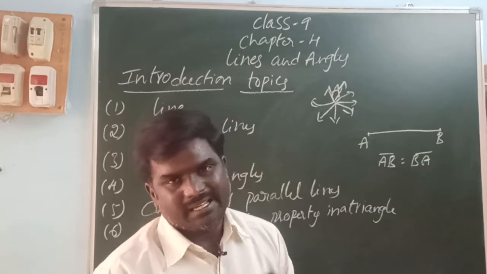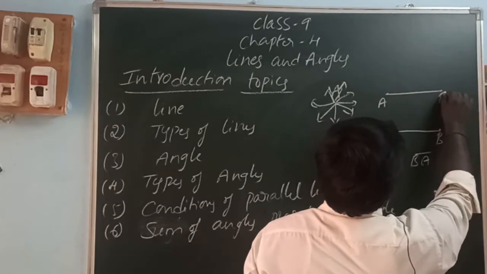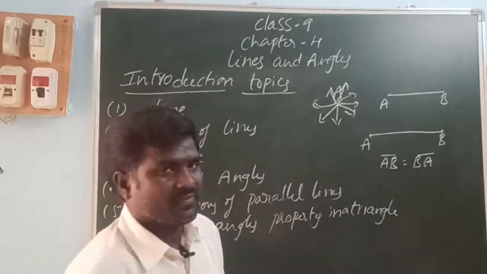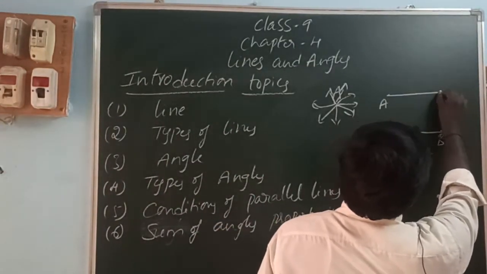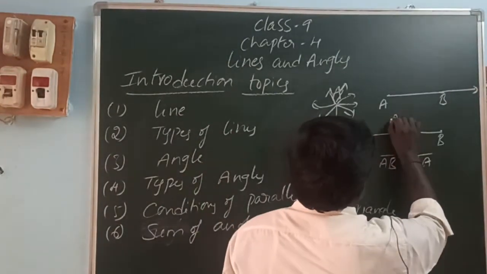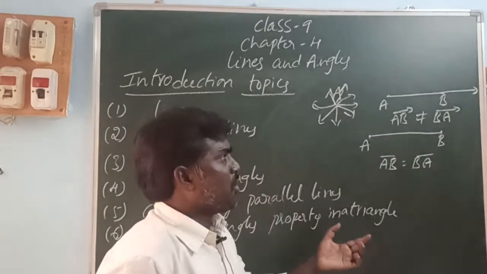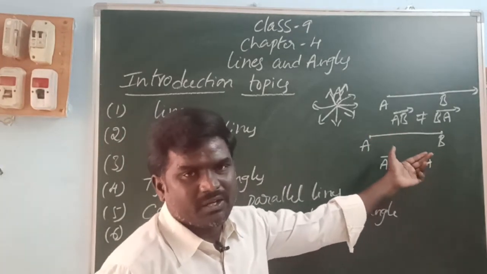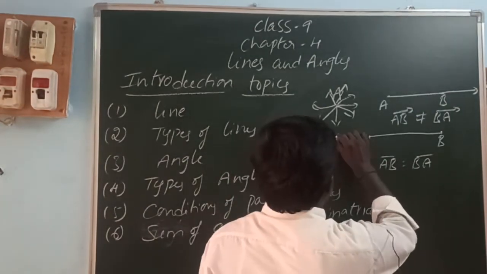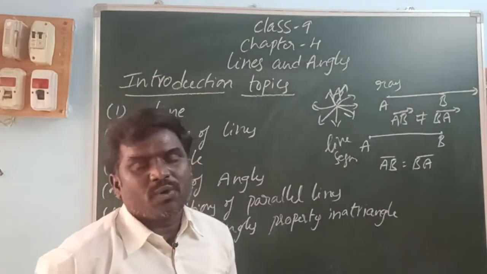Next another one is ray. Ray means a path moving from any one endpoint of the line segment endlessly. So here, from the point B the path is moving endlessly. This path is called a ray. So here AB ray is not equal to BA ray. Why? Here we don't know how far the path is moving. That's why AB ray is not equal to BA ray. This is a line segment, and this is a ray.